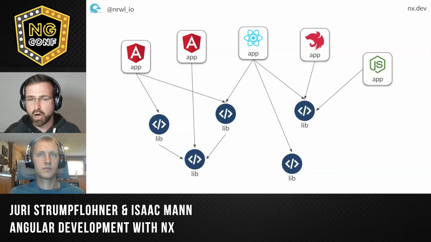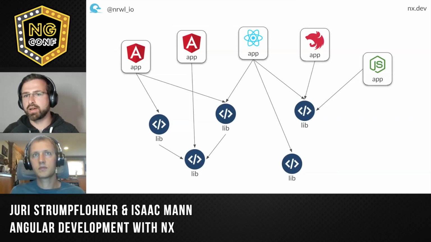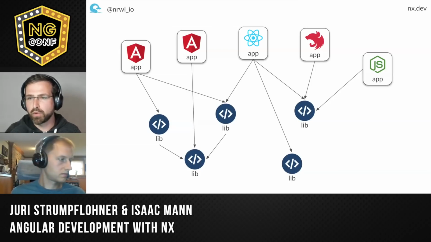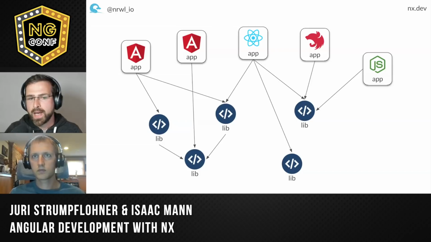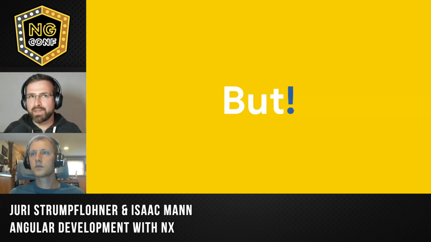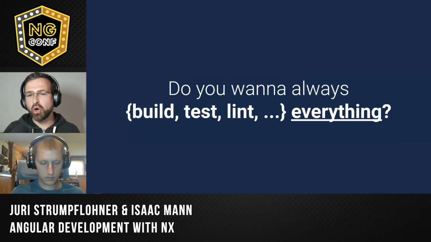Now, in general, in a monorepo, this is the kind of graph and image which we have seen before, where you have not only Angular apps, but you might even have React apps and backend applications and so on. And so having all those apps in there, you probably don't want to always build, test, and lint all of them every time, right?